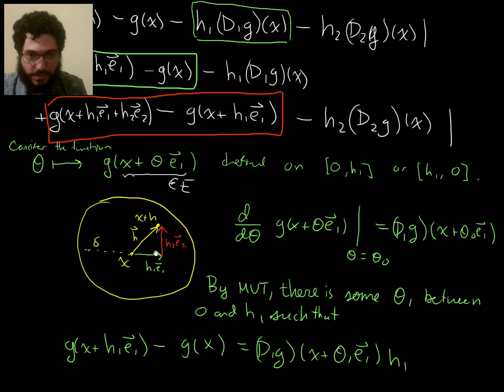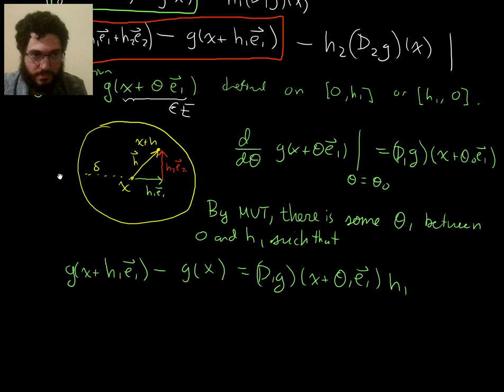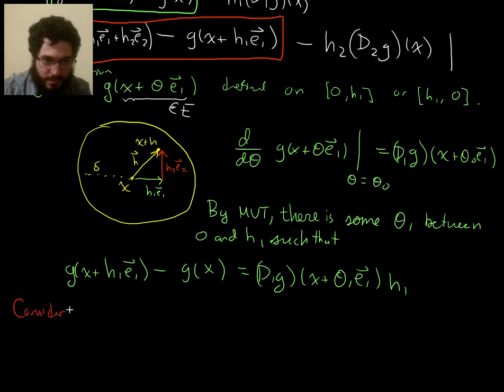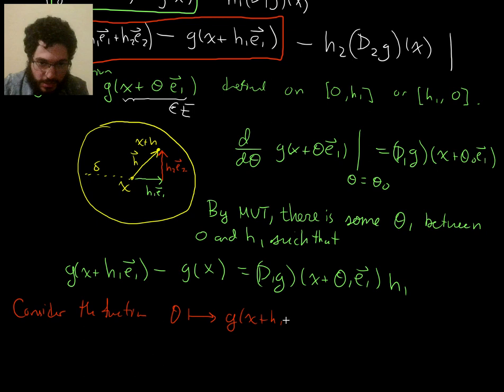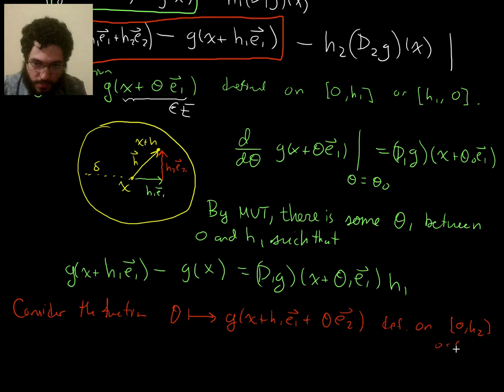And I'm going to do a similar thing to the red segment here. So I've applied the mean value theorem along this green line segment, and now I'm going to apply it along the red line segment. This one is a little bit more complicated to write down. So consider the function theta goes to g of x plus h1 e1 plus theta e2, defined on 0 to h2 or h2 to 0, whichever one of those makes sense.